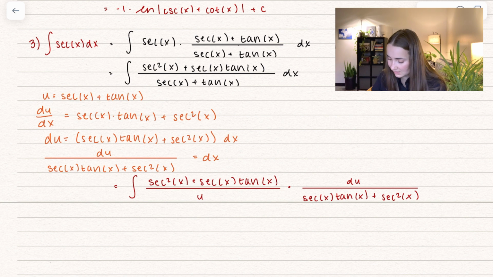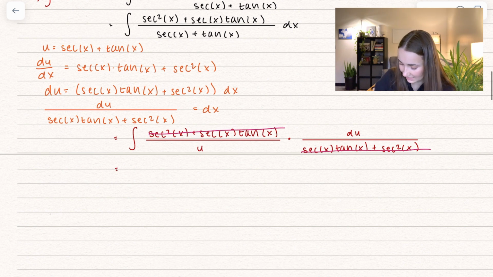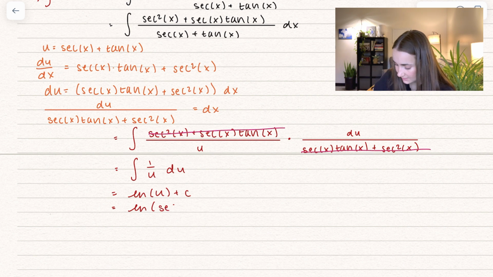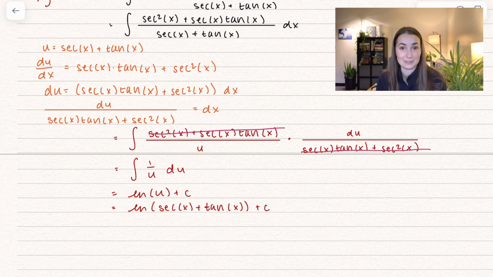Okay, so we can see here that the numerator is going to cancel out with the denominator. So in this case, all that we're left with is the antiderivative of 1 over u du. So we know this is equal to the natural log of u plus some value c, and of course we got to replace u back in. So we get the natural log of secant of x plus tangent of x plus some constant c. And that right there is our final solution.